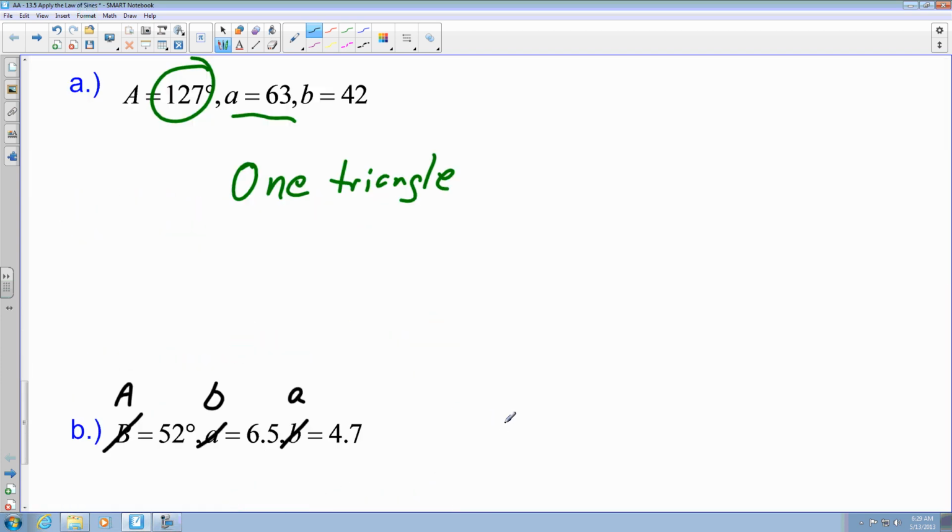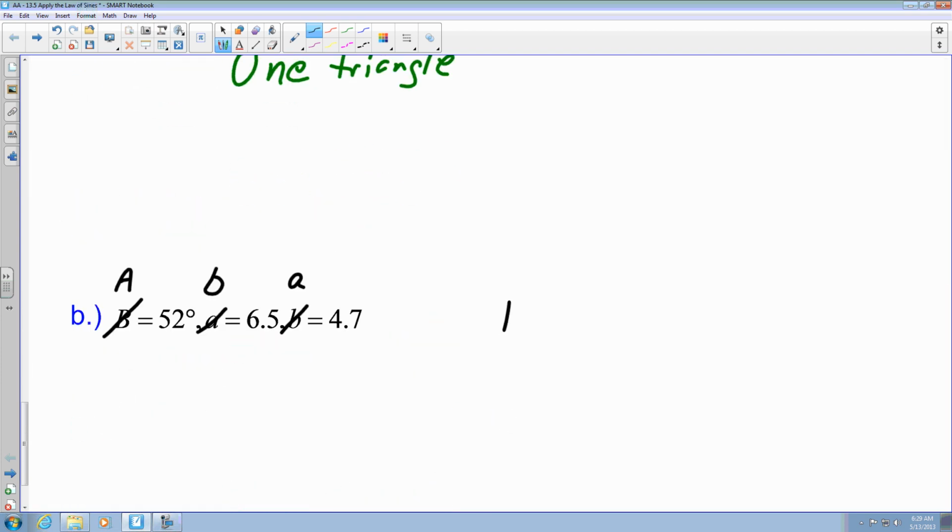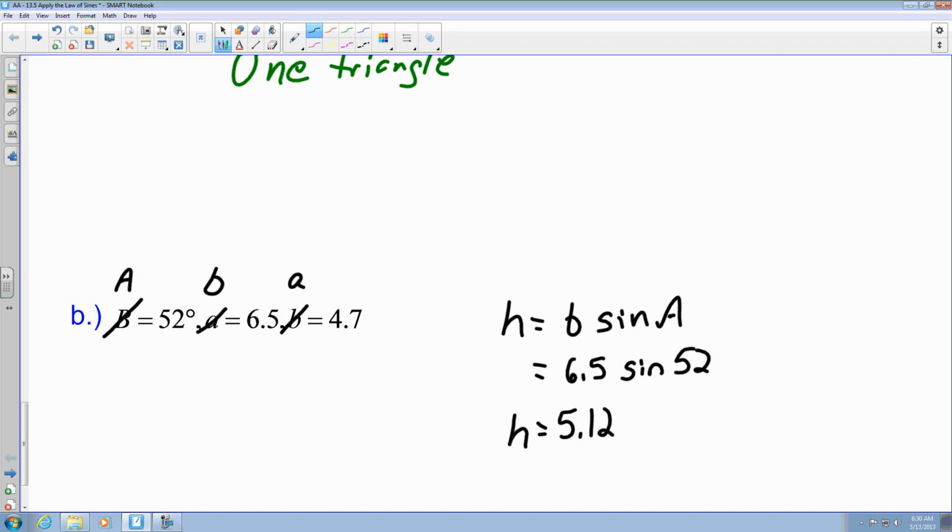So if I look at this one here, if I take H equals B times the sine of A, that means it's going to equal 6.5 times the sine of 52. So if I go sine 52 multiplied by 6.5, H in this case is going to be 5.12. So now we have all the stipulations to determine whether it's one triangle, two triangles, or no triangles.